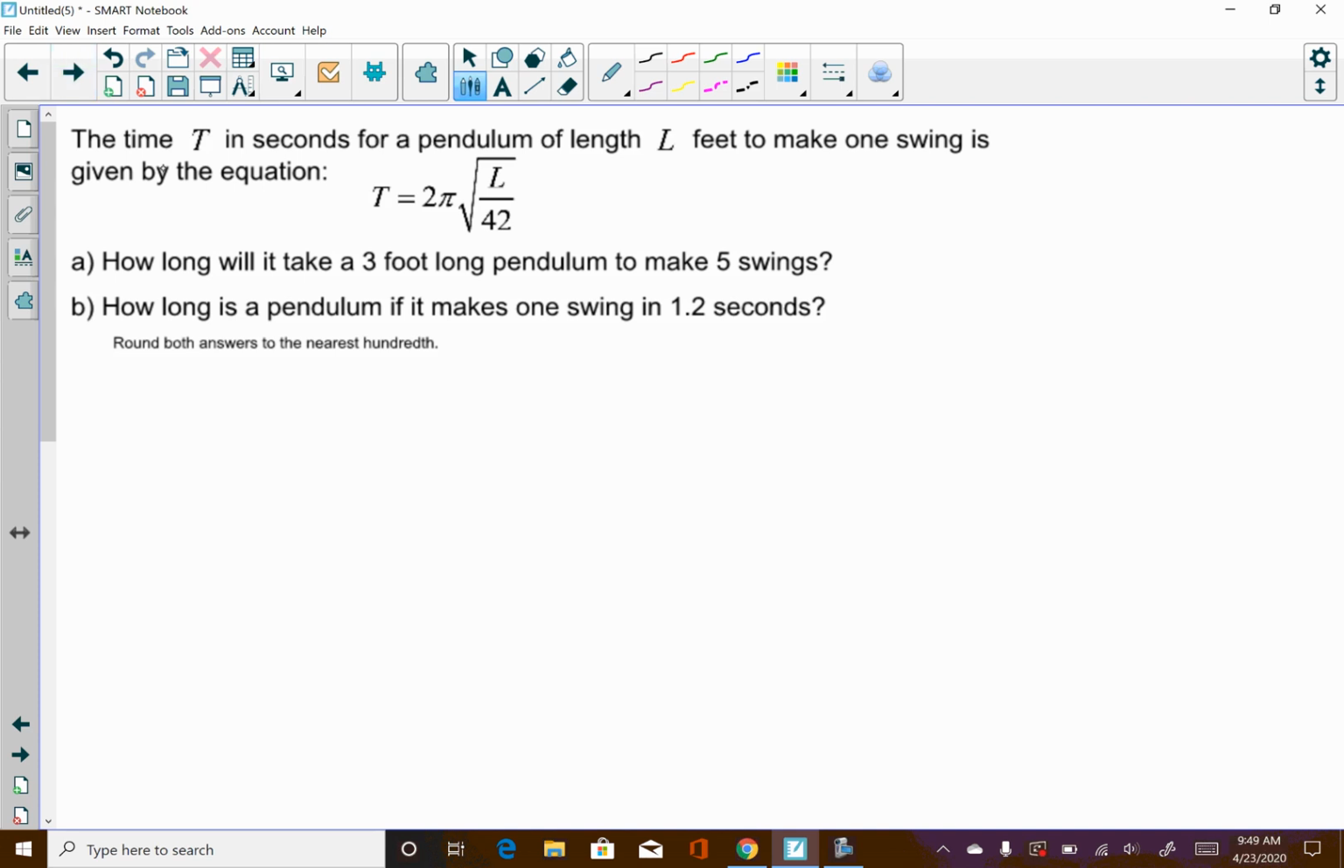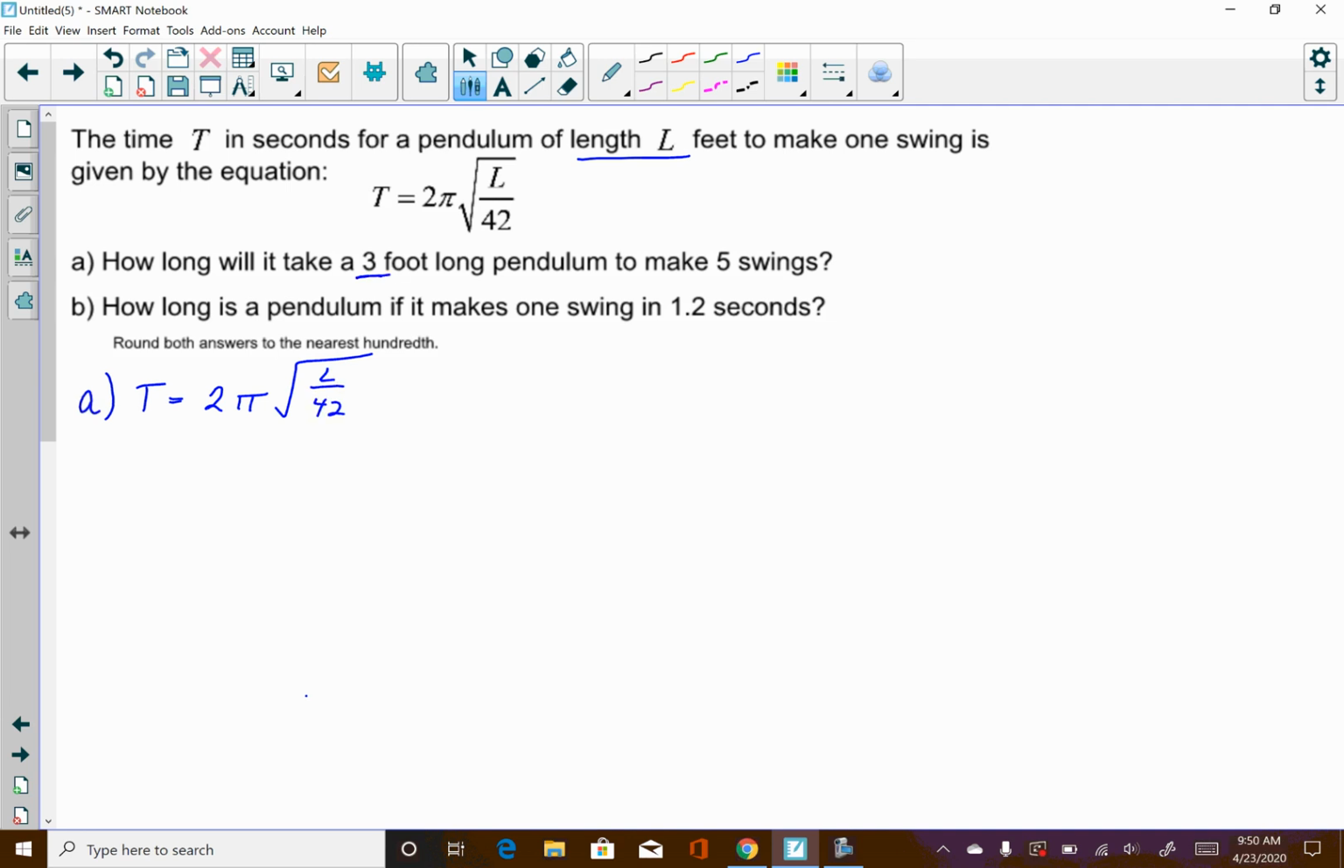So here they tell us the time t in seconds for a pendulum of length L to make one swing is given by this equation. So t equals 2 pi on the square root. They want to know how long will it take a 3-foot long pendulum to make 5 swings. So remember that your L here stands for the length of the pendulum. So I would take, using my formula for part A, t equals 2 pi square root L divided by 42.